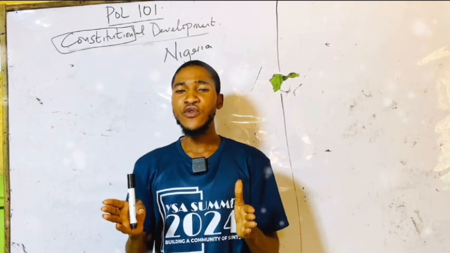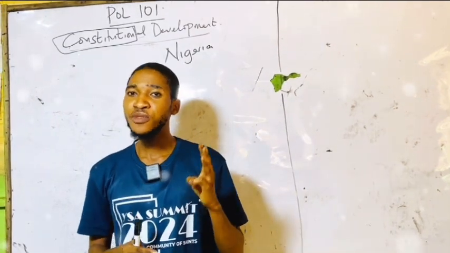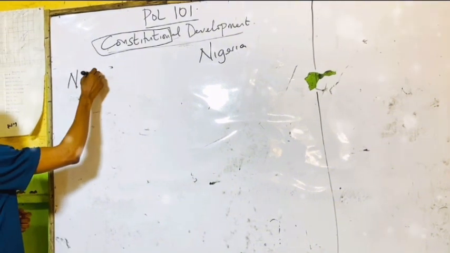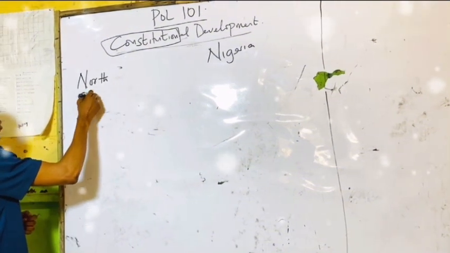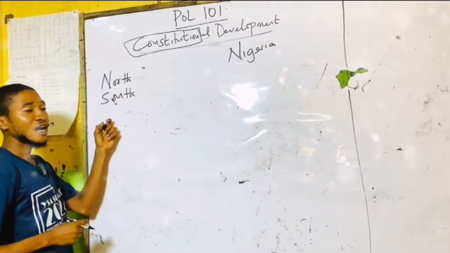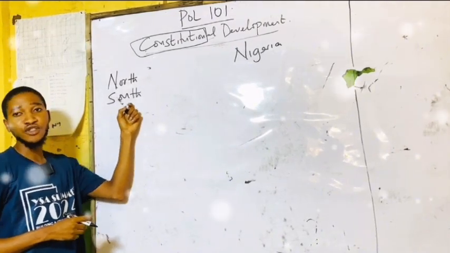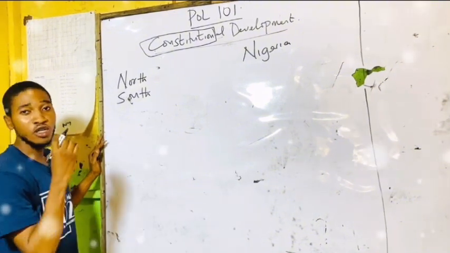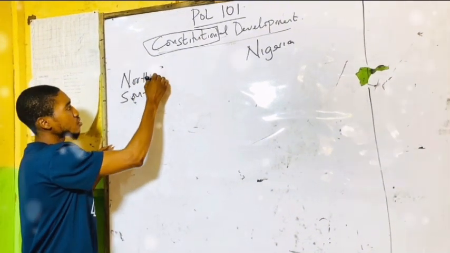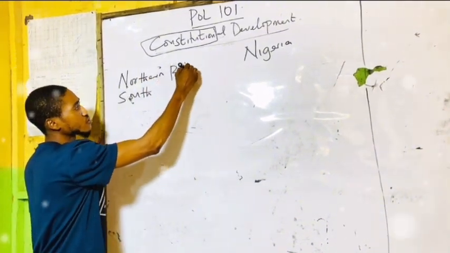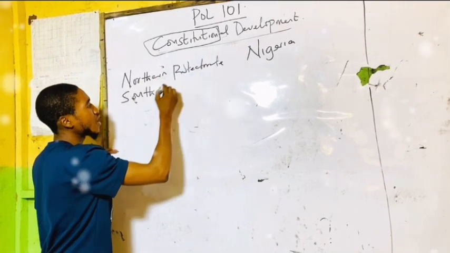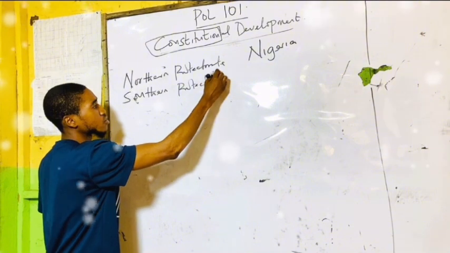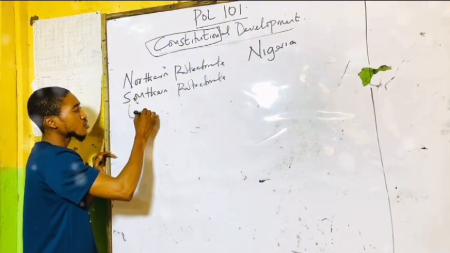Now, if you look very well, we have three major ethnic groups in Nigeria, and those groups are known as the North. So from the south now, we have the West and the East, the Yoruba and the Igbo. So for the sake of this class, we will consider this into three protectorates. We have the Northern Protectorate, we have the Southern Protectorate, and we have the Lagos colony.